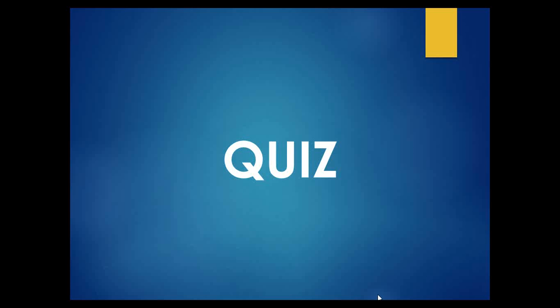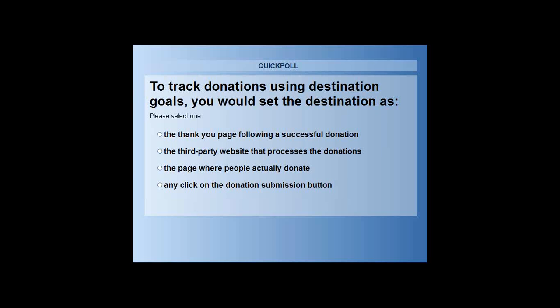As promised, there is one more quiz question to ask. So let me ask this. I want to reinforce this idea. If you were to track donations as an example, using your destination goal, what page would you be tracking? Okay, I'm going to give you some time to think about this. It might be a little bit tricky, so I'm going to give you some time to think about the answer.